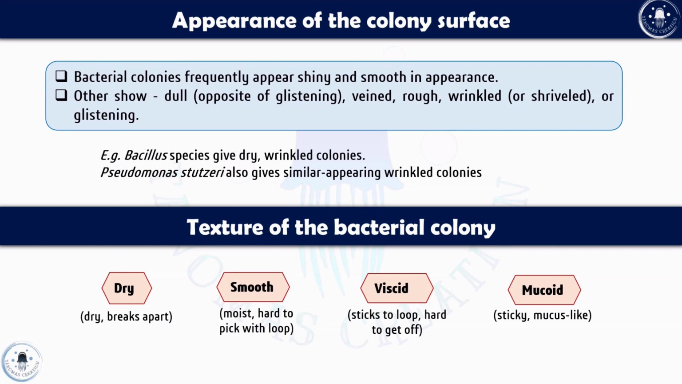Viscid is that it sticks to the loop and is hard to get off the loop. It doesn't easily get off from the loop when you try to put it on the agar plate. And the last one is mucoid, which is sticky and mucus like. It is very sticky and mucus like. So these are the four types of texture of the bacterial colony that can be seen.